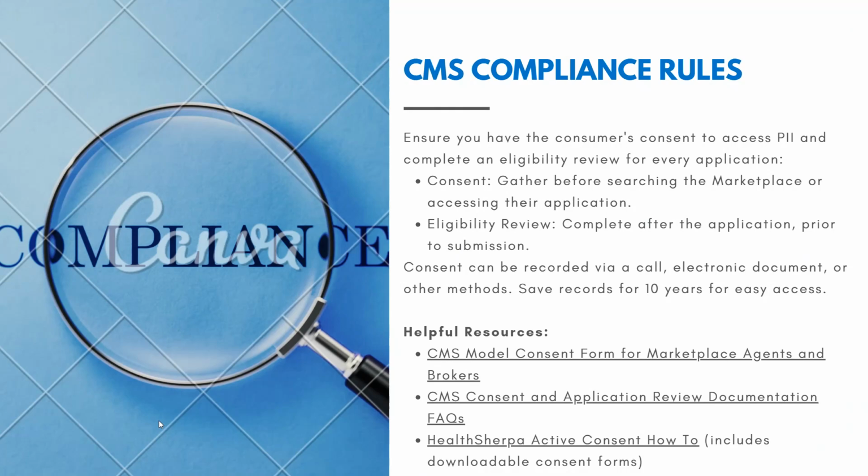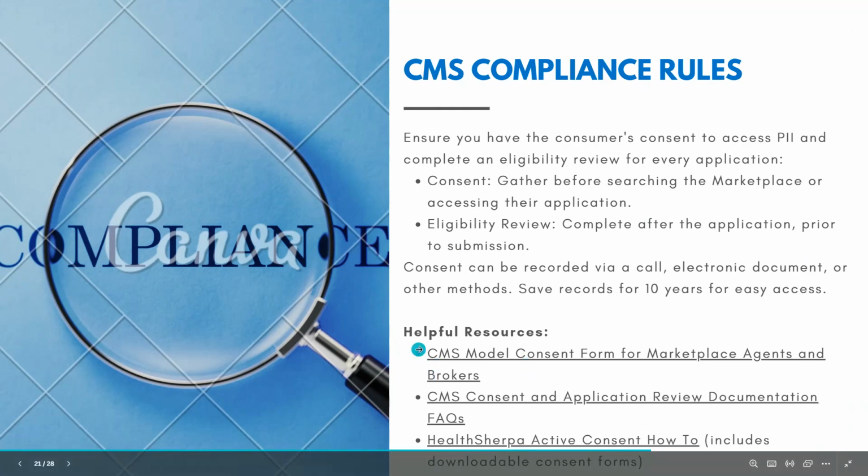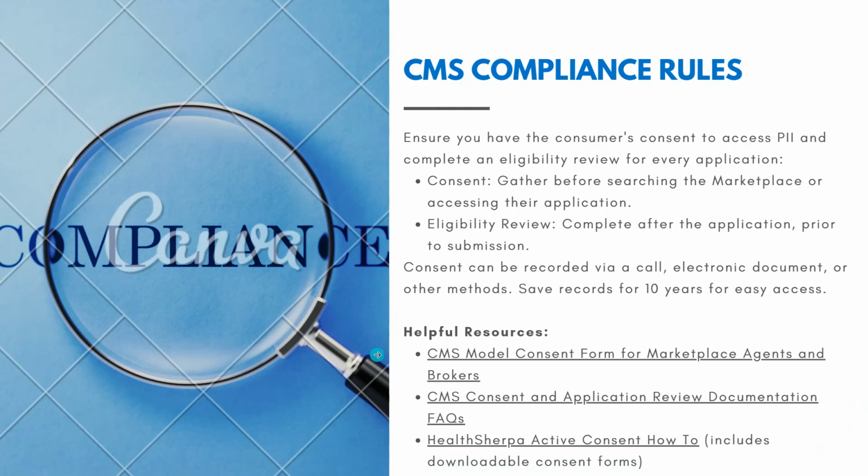And then you also have to do the eligibility review. So after you have completed the application, you have to go over the review with them and have proof that you have gone over that with them. So the consent, you can have it as a recorded phone call if you record calls, but make sure you have a way of detecting which call is for which consumer that you're calling, electronic documents or other methods. So whatever you have found that works best for you last year, or if you need more help, there's some great resources here from CMS as far as how to get the consent forms.